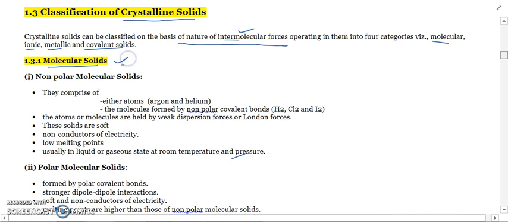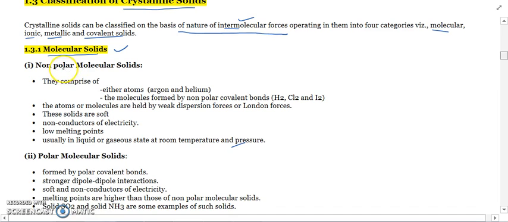First, we are studying molecular solids. These molecular solids are further classified into non-polar molecular solids, polar molecular solids, and the last one is hydrogen bonded solids. The first here is non-polar molecular solids.